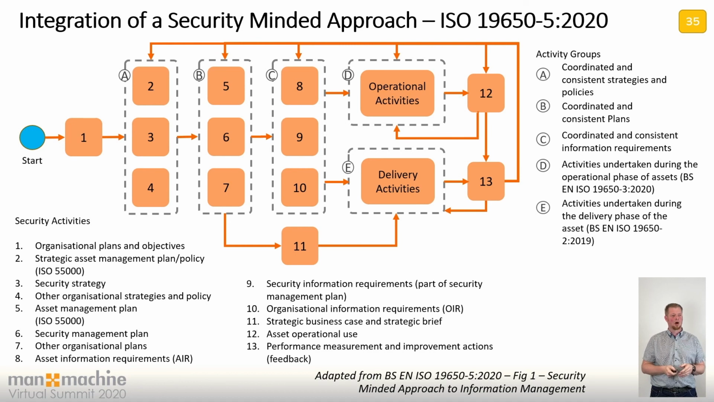So we have got highlighted within here, under sections D and E, our operational activities for Part 3 and our delivery activities for Part 2. And they are directly related to the production of those bits of information. But prior to that, we've got the production and management of security strategies and protocols, looking at security process mapping, looking at security information requirements, and getting all of that good stuff captured as part of your EIR process.